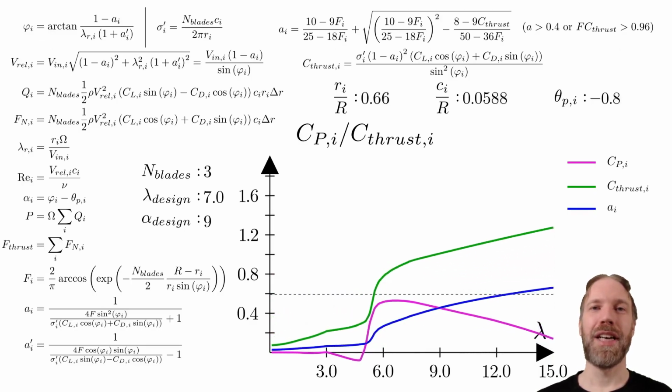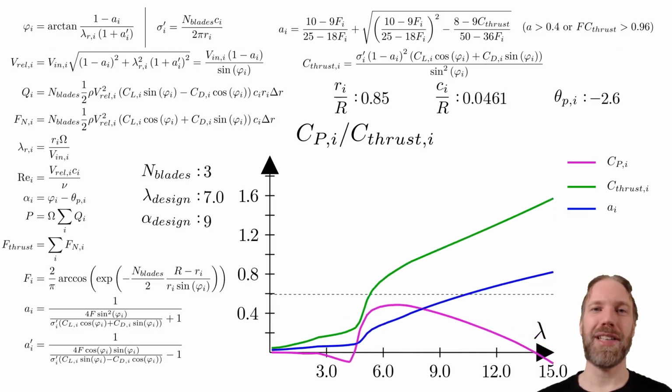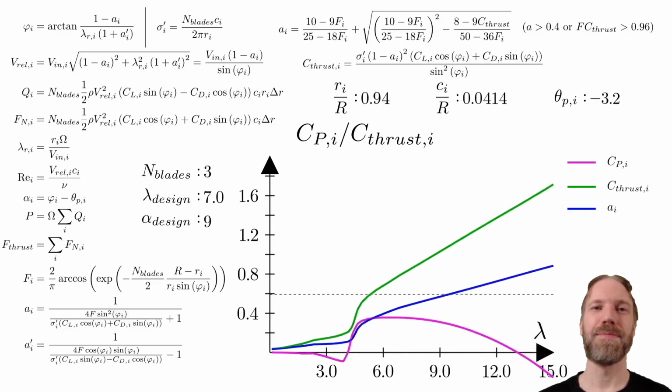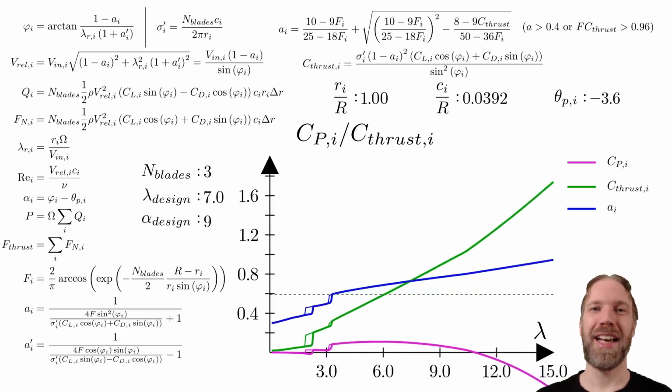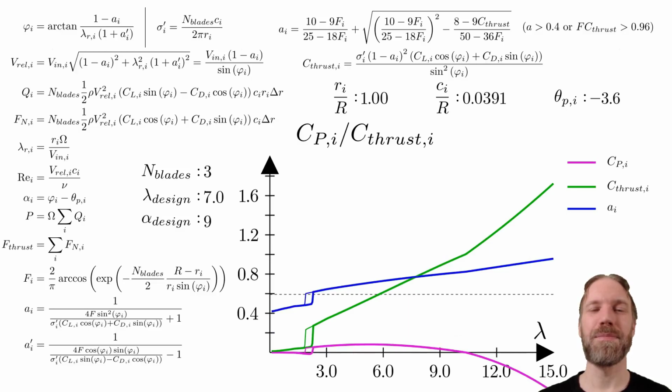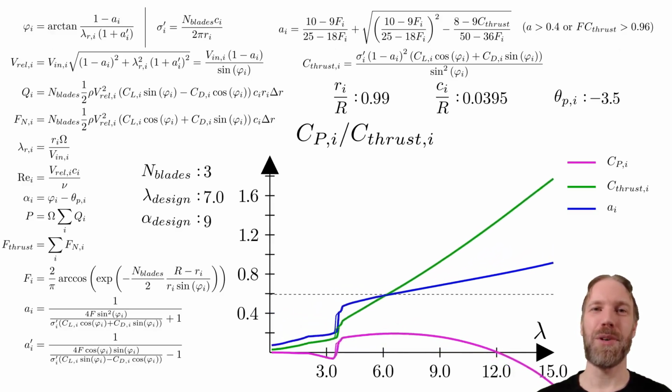At the end, though, we lose performance due to the correction factor F. It should be noted that I only included the tip correction and not the hub correction in this model. Let's go back to 75% of the radius, where the correction F is small.